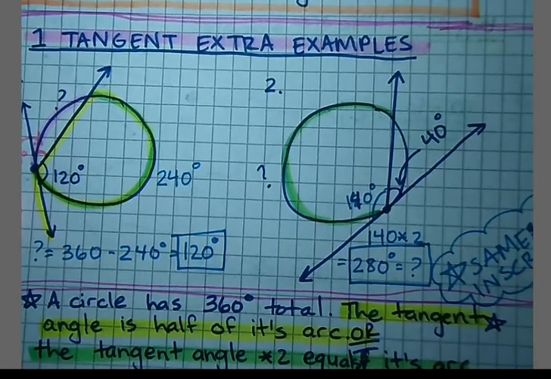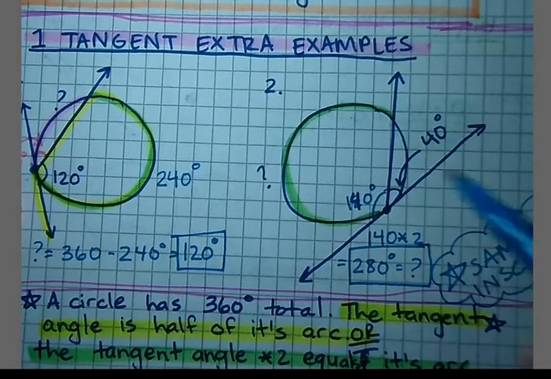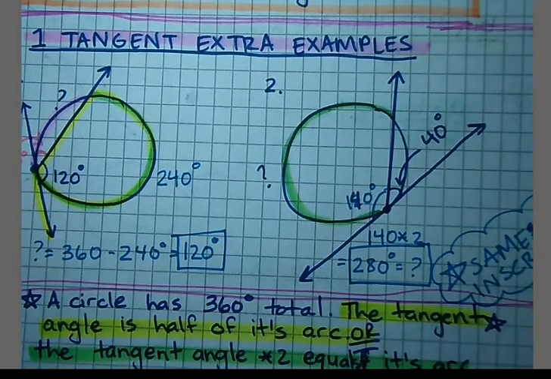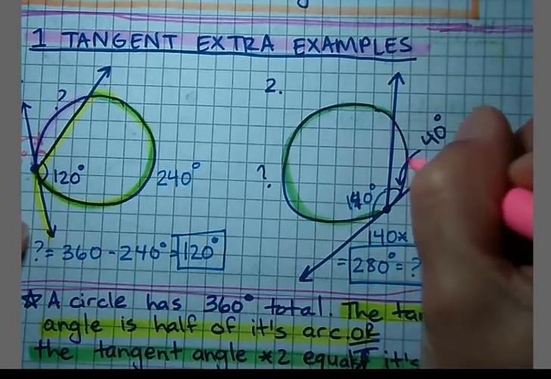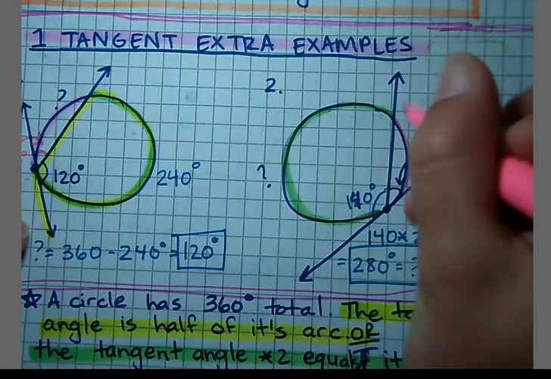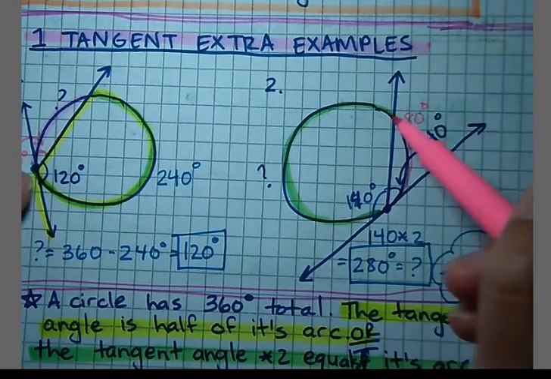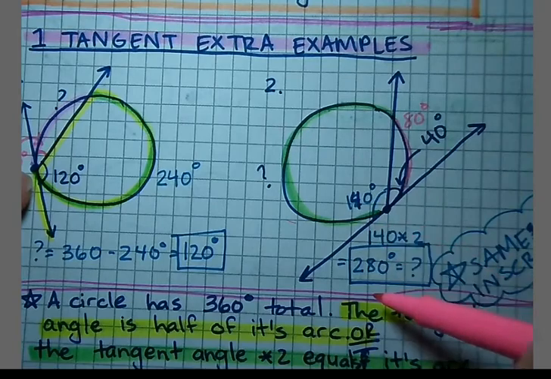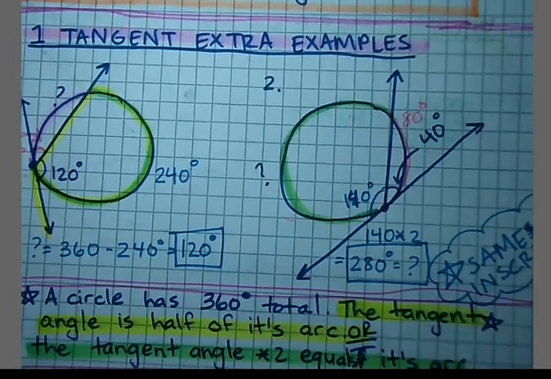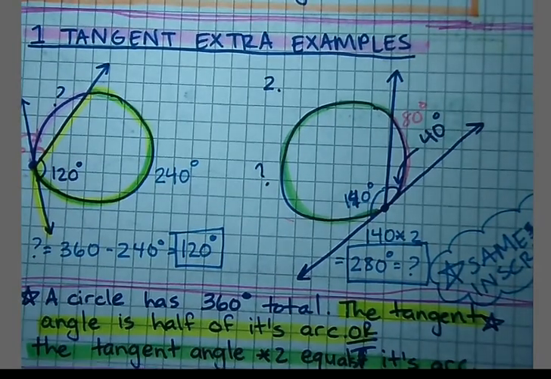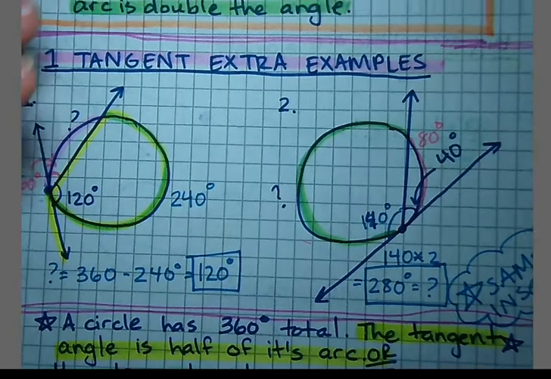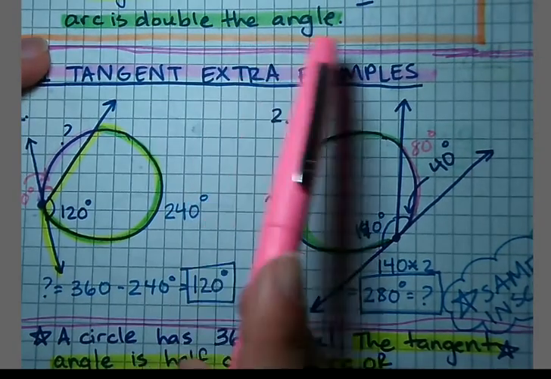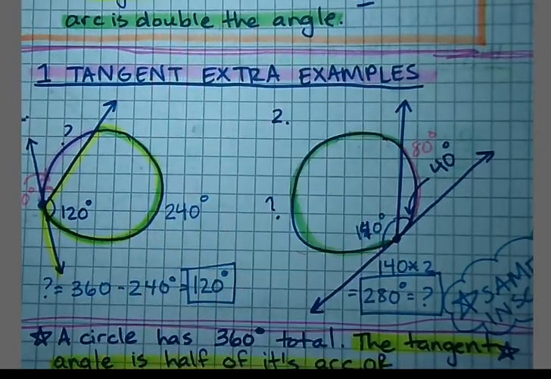Okay, again, you could have worked it the other way. You could have said, well, since this is 40 degrees, then this arc would have to be 80 degrees. And then you would just simply subtract from 360 to get that the arc is 280. So again, tangent is the same as inscribed. The angle is half the arc, or the arc is double the angle.